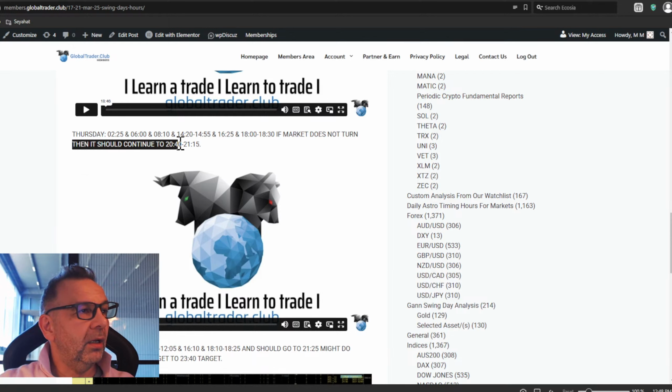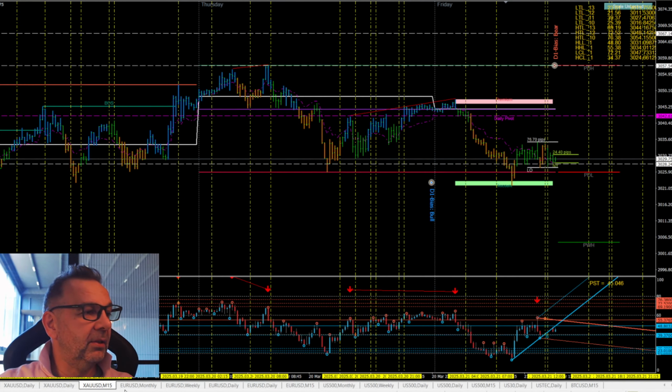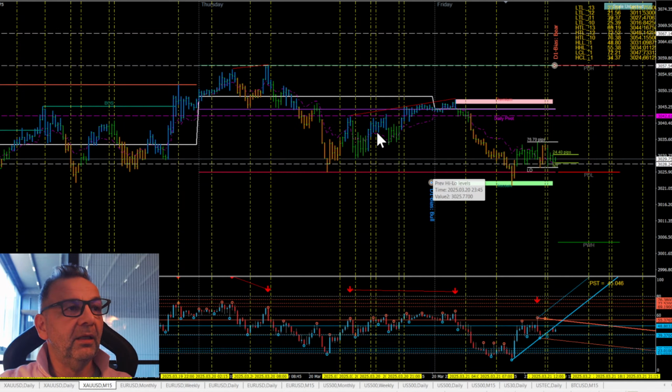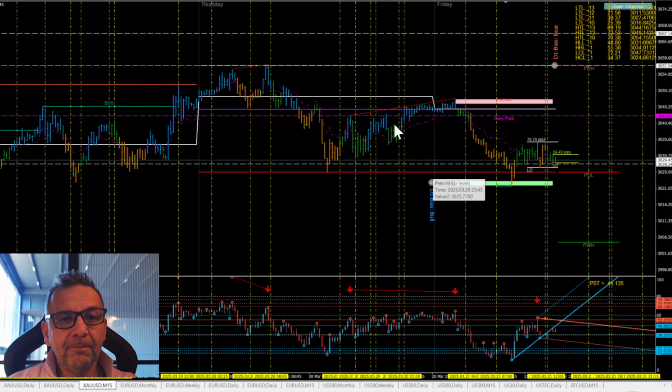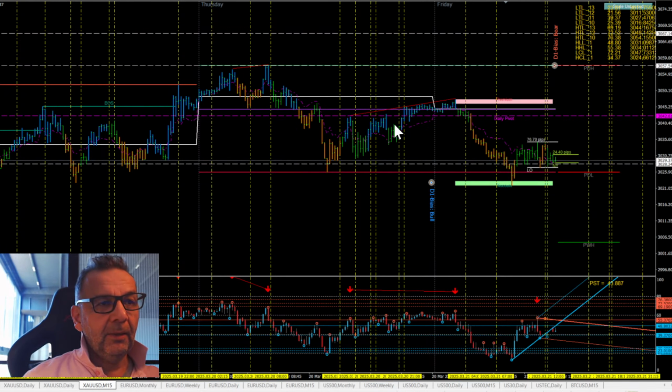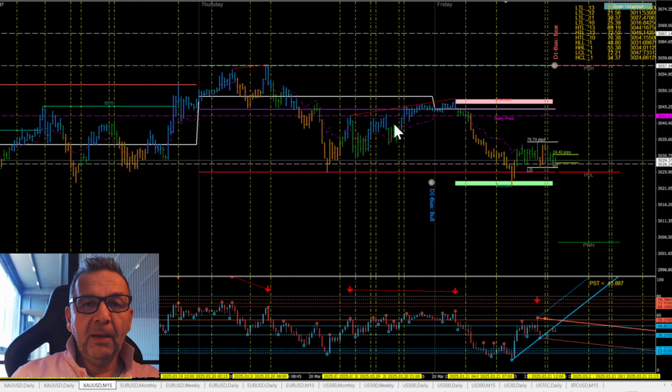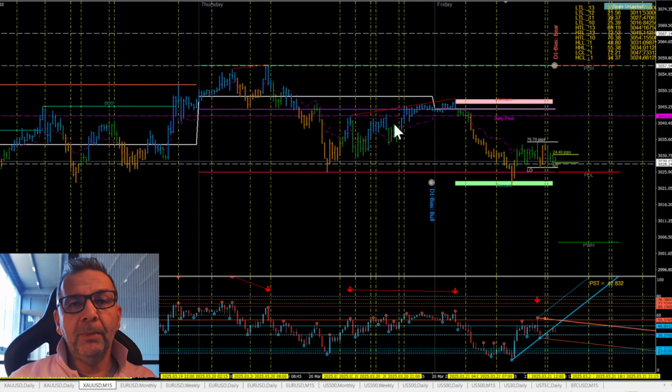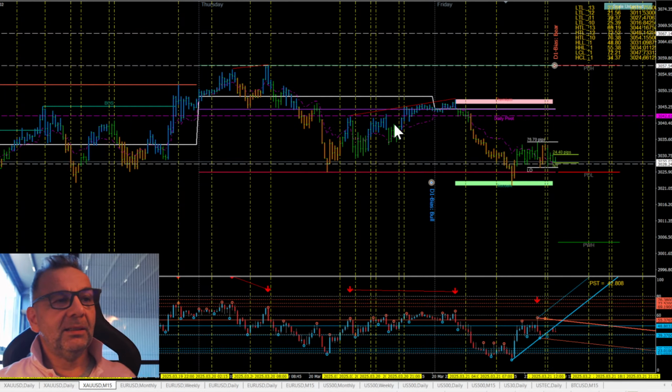So I'll make comments like this: if market does not turn, then it should continue to 840 to 915, for example. And as you can see with gold here on Thursday, it didn't turn around, it just continued into that zone. So it's just nice and easy. If you have this type of comment, if you have some kind of an hour that matches your pricing, then your trading is going to be much safer, because you're going to be on the right side of the trade. And you're going to have minimum risk, maximum return.